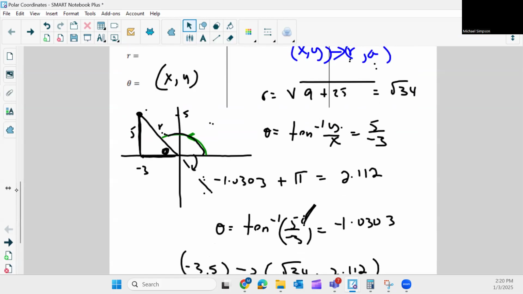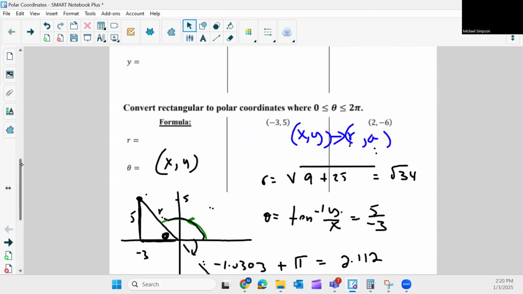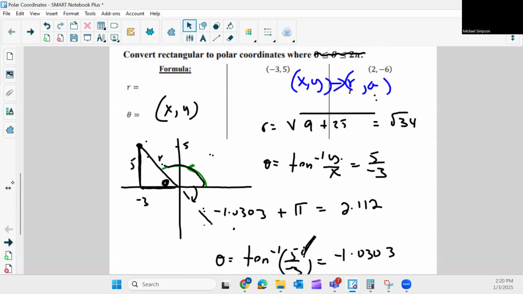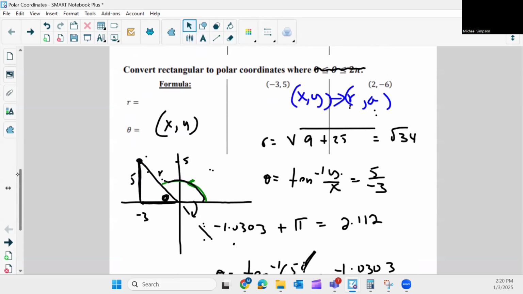Just make sure, if your angle falls here in the fourth quadrant, and again, one of the issues is if there was no restriction. Let me make a point. If it did not give you a restriction, then you could have used this as your angle. Well, no, again, you can't, because the point is up here. The point is right here. The point is in the second quadrant, so we have to add pi to that.